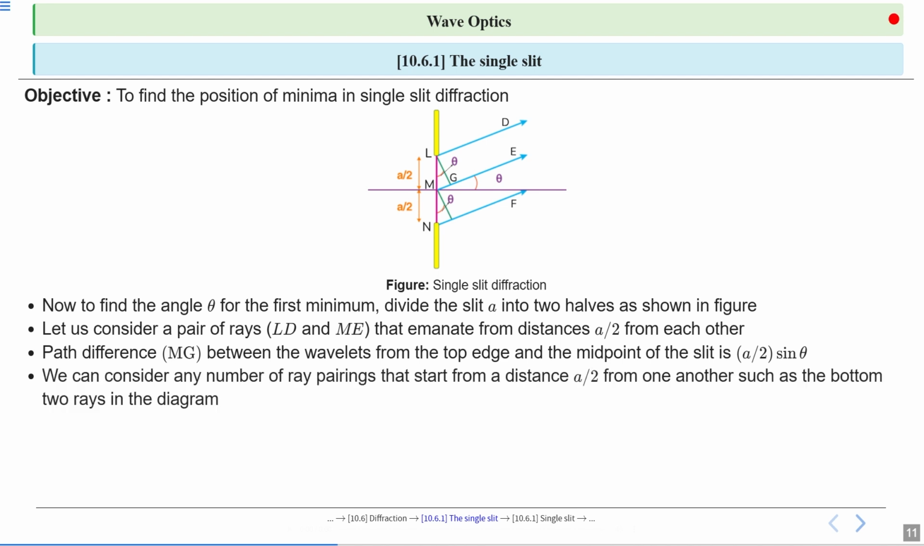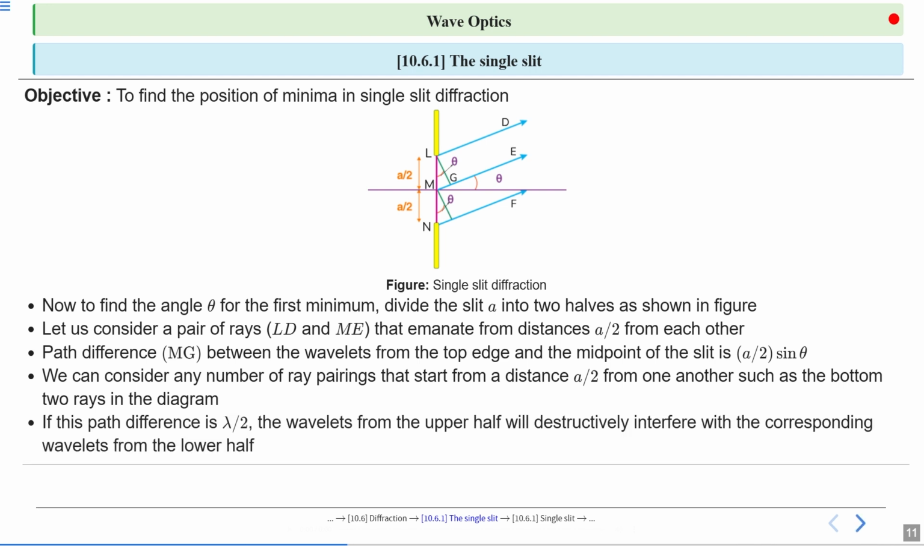We can extend this concept by considering any number of ray pairs that start from a distance of a upon 2 from each other, like the bottom two rays in the diagram. This repetition of pairing reinforces the pattern of interference across the entire slit. Any two rays can be considered separated by a by 2 distance, like the bottom two rays, ME and NF. These two rays can also be taken.